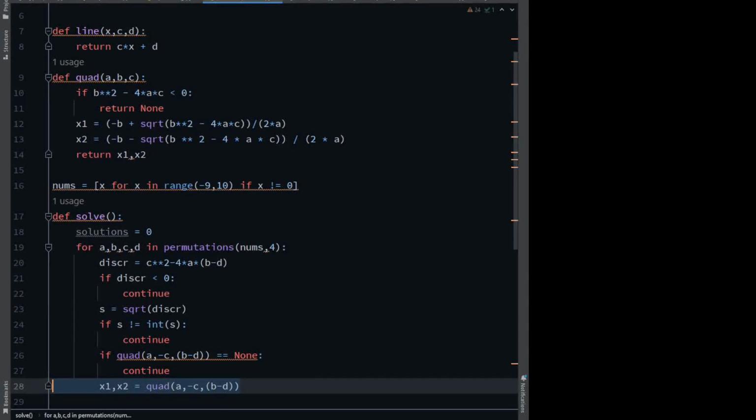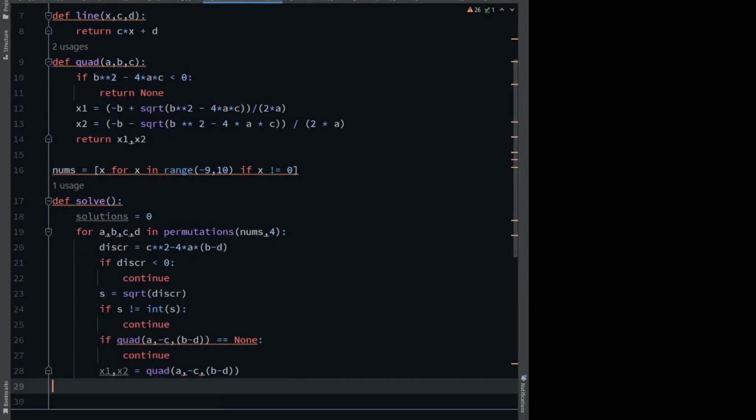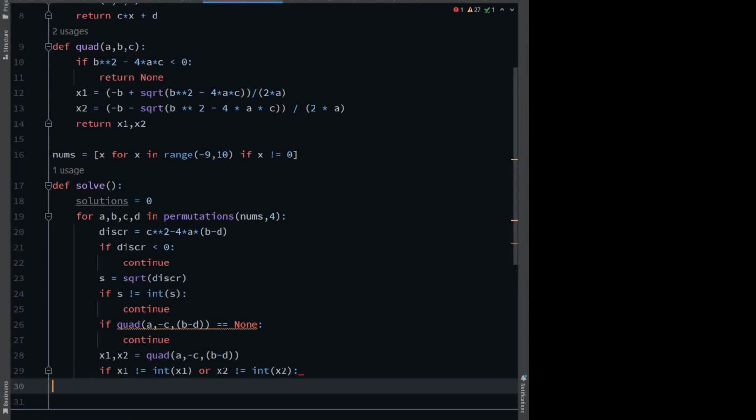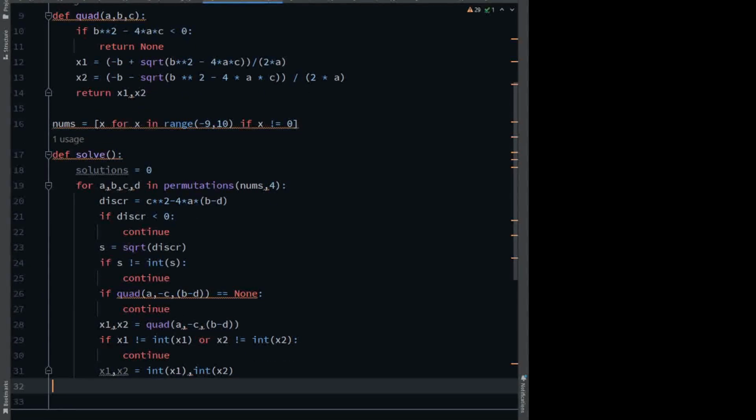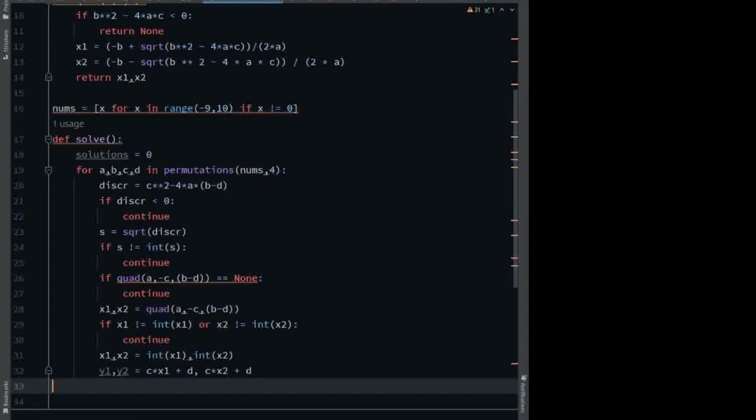Otherwise, you're going to get 2 numbers, x1 and x2, the 2 x values that are the solutions to that quadratic. Check if they're integers. If they're not integers, you continue, get 4 more numbers. But if you can keep going, then set those x values to integers, and then find the y values that correspond to those. I just plugged them into the line. I should have used the line function.